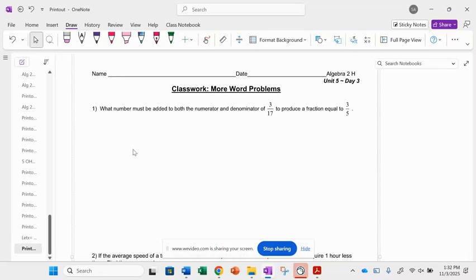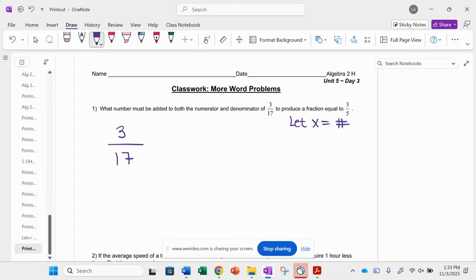We're taking our fraction 3 over 17, and we're adding the same number to the numerator and the denominator. Do we know what that number is? No, we're going to let x equal a number.